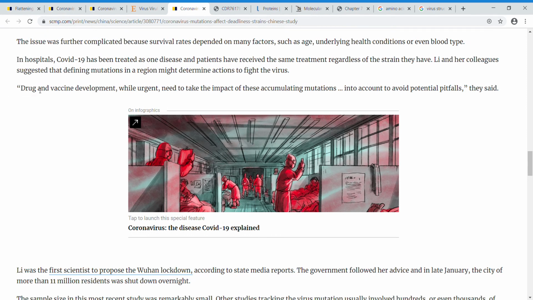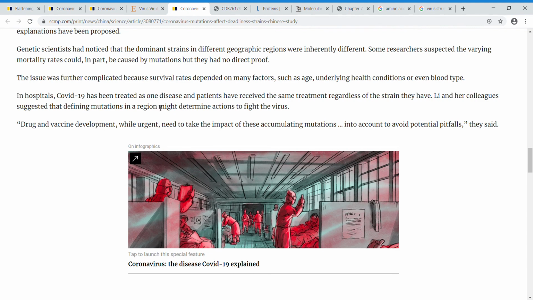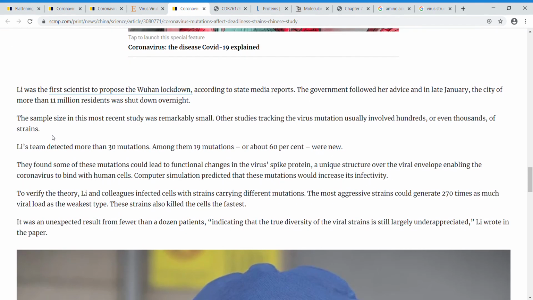And so she says you have to take this into account, right? Because defining mutations in a region, well, it depends, right? Because maybe you use the vaccine for this place and it's actually developed from a virus that's more prevalent in another place. So she said detected mutations. Remember we said mutations are just changes in the DNA or RNA. In the coronavirus cases, in the RNA of a nucleotide, making it so we make a different protein. Or even if we don't make a protein, somehow it changes things.